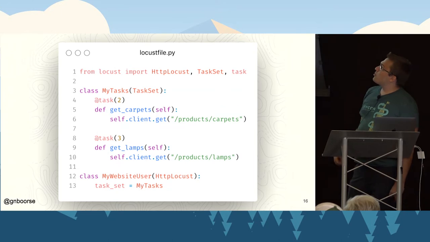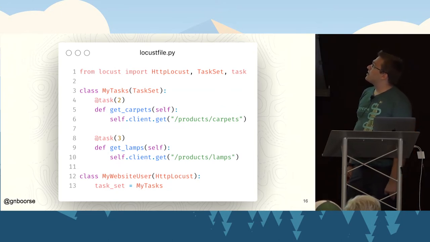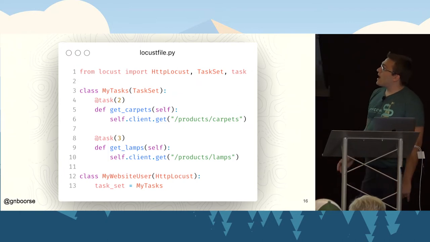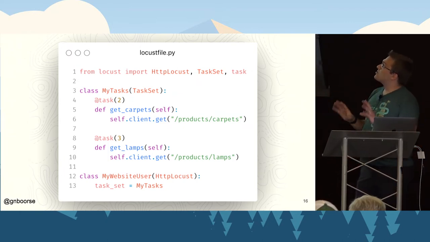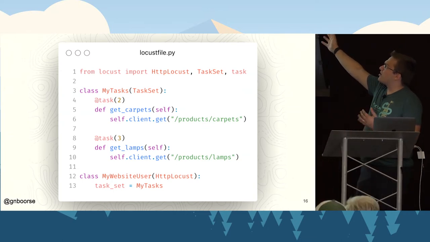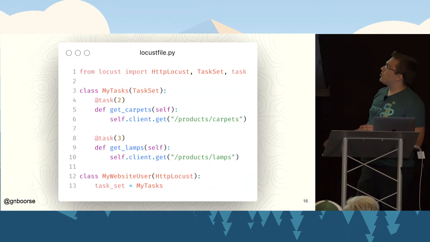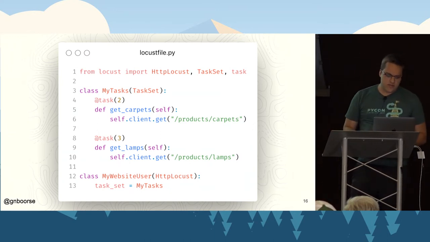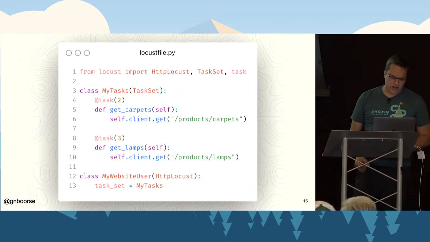And the parameters that we're passing to the @task decorator here, 2 and 3, those are the weights for those tasks. So now, as this user is running the load test, every 5 times it executes a task, 2 times out of 5 it's going to hit the products carpets endpoint, and then 3 times out of 5 it's going to hit a different endpoint. And this allows us to simulate different randomization of requests that are coming in on our site.